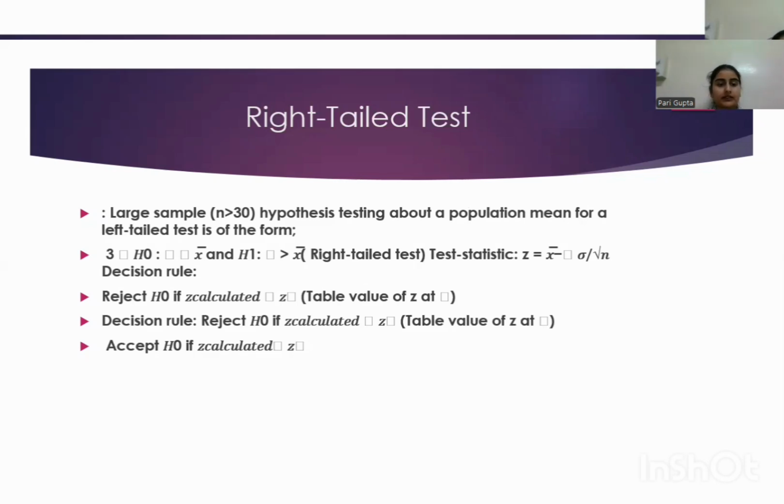Next, the right-tailed test. Large sample, n greater than 30. Hypothesis testing about a population's mean for a right-tailed test is of the form H naught and H1 greater than mu. Test statistic Z equals X bar minus mu over standard deviation. Decision rule: reject H naught if Z calculated is greater than Z table value of Z at alpha. Accept H naught if Z calculated is less.